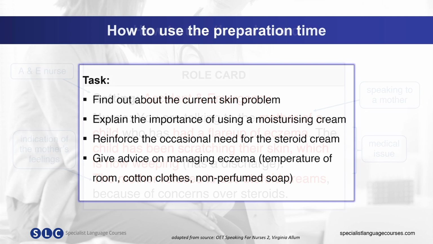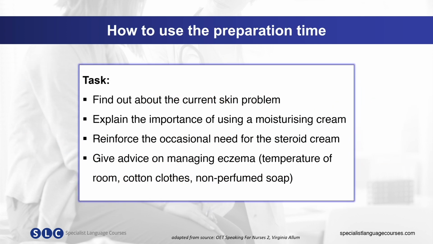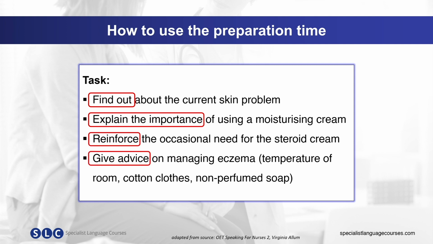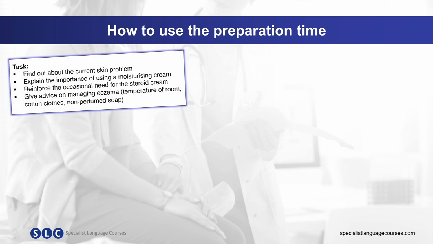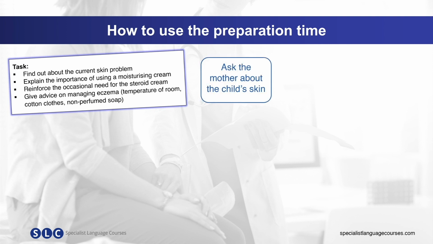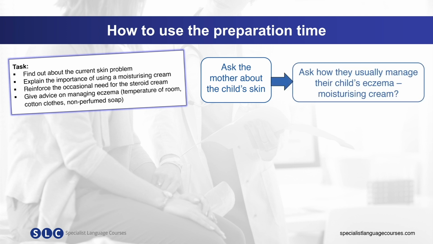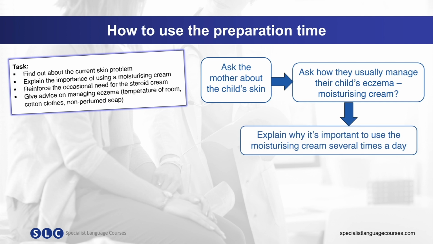So next we need to look at the tasks on the role card and underline or circle the function verbs. For this role card, we have find out, explain the importance, reinforce, and give advice. Use the information from the setting and the function verbs to predict how the conversation might flow. So, first of all, you might ask about the child's skin and how it's been. Then you might ask them about how they manage their daughter's skin, and if the moisturizing cream is not mentioned in the response, specifically ask about it. Then, explain why it is important to use moisturizing cream. Remember, they might be doing this already.